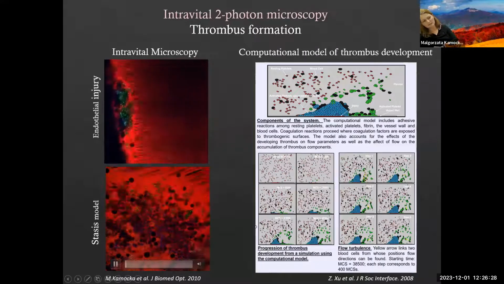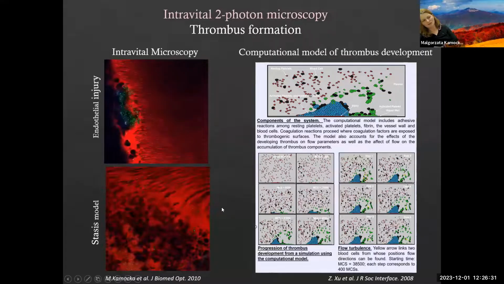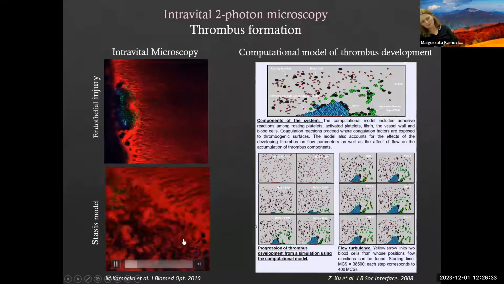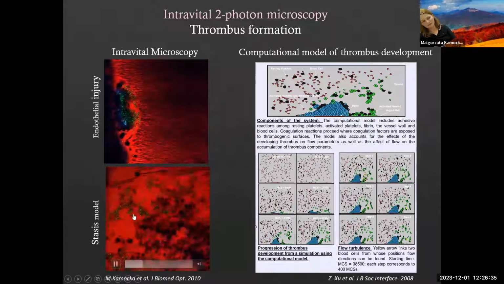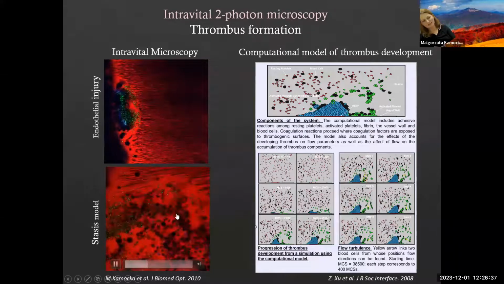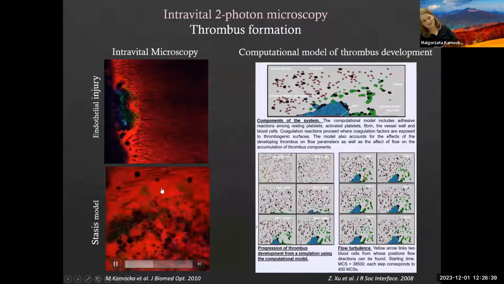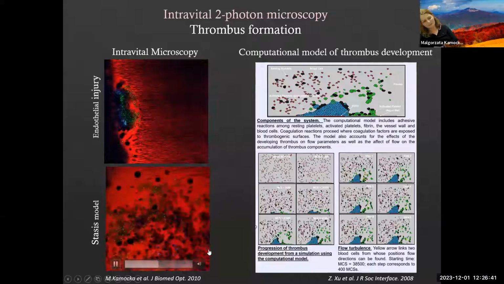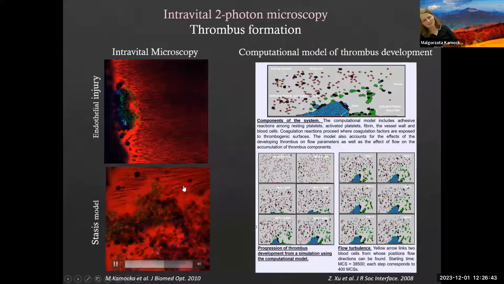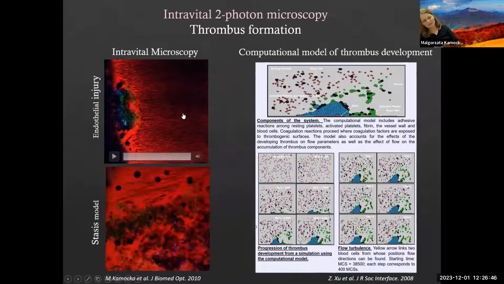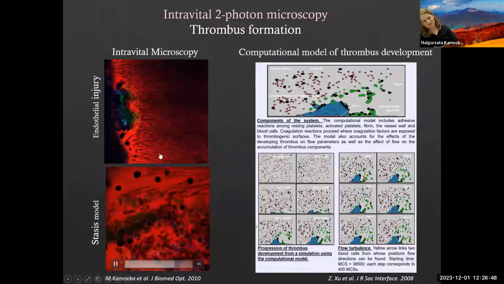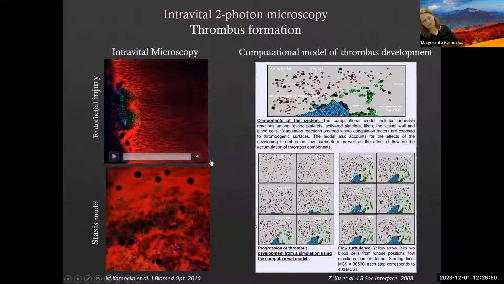And here is another example, the stasis model. In this case, the clot is formed very differently. We also labeled platelets. We should have fibrin accumulation here, but just a little bit. And you can see that these two structures are very different.